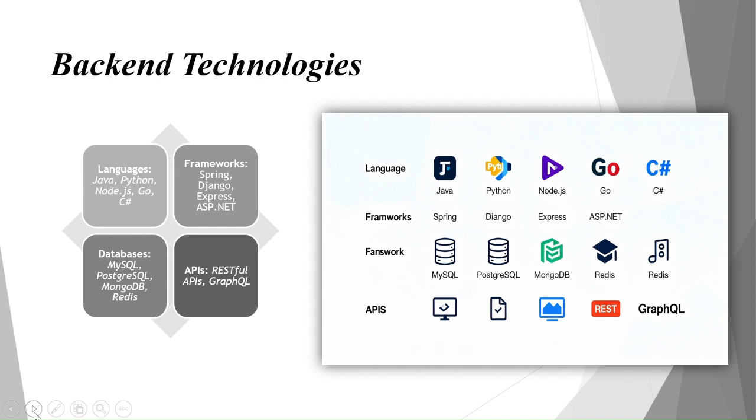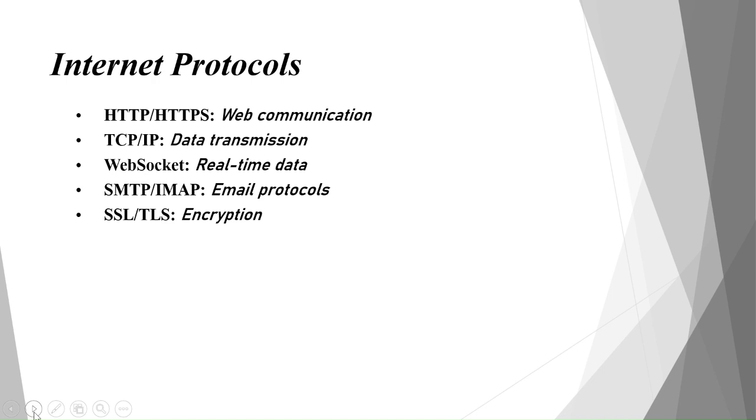Next is internet protocols. These are the rules which are used by internet applications. HTTP, HTTPS for websites, right? TCP/IP for sending and receiving the data. WebSocket is for real-time chat and gaming. SMTP and IMAP are for sending and receiving emails. SSL/TLS for encryption and secure communication. Without these protocols, the internet would not work.